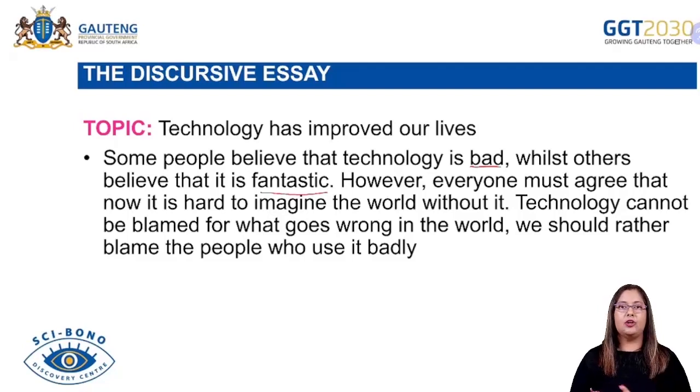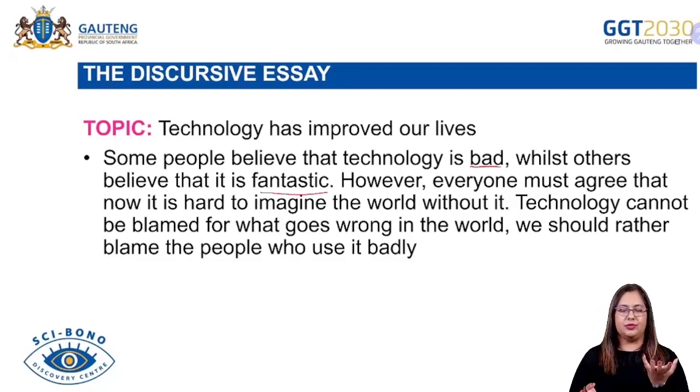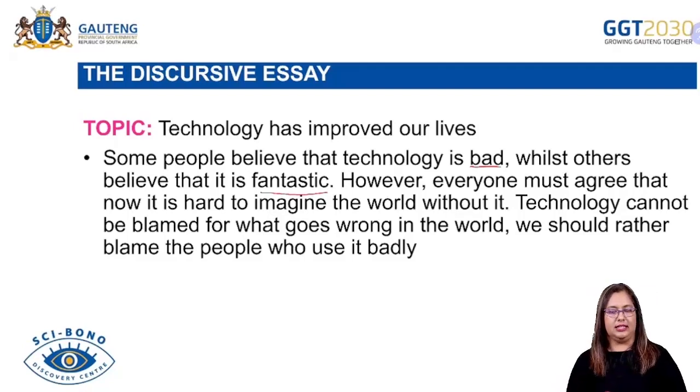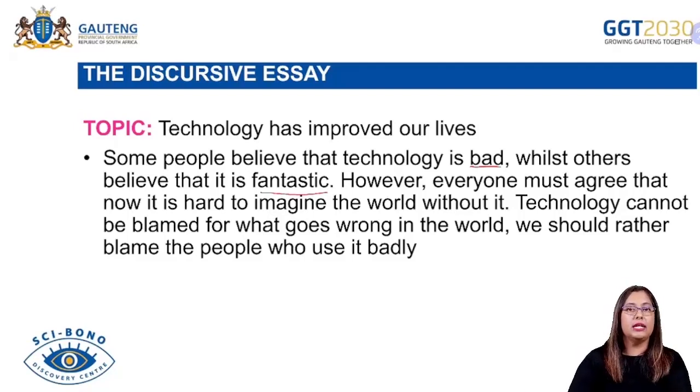Technology cannot be blamed for what goes wrong in the world. We should rather blame the people who use it badly. So can you see that balanced view? He's not agreeing, nor is he disagreeing with the topic. But he is saying that technology clearly does have both a good and a bad side to it. And where does the blame actually lie when it is misused?